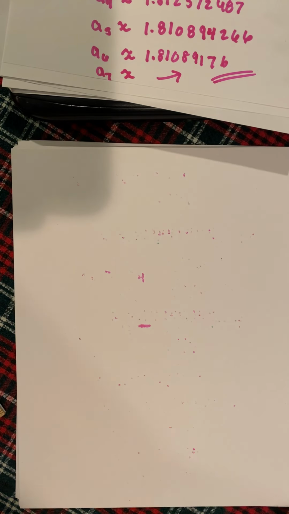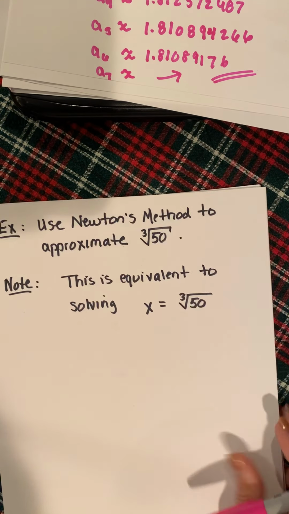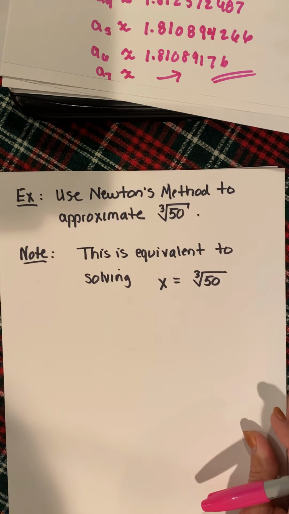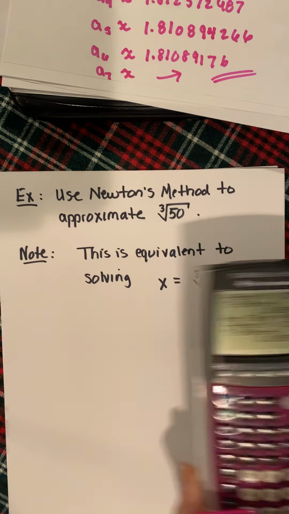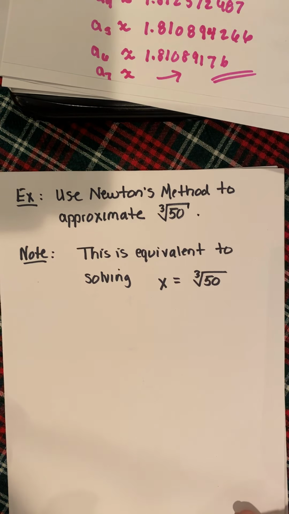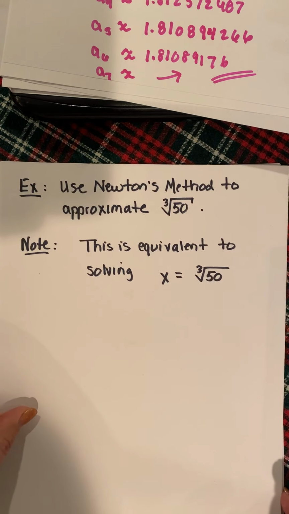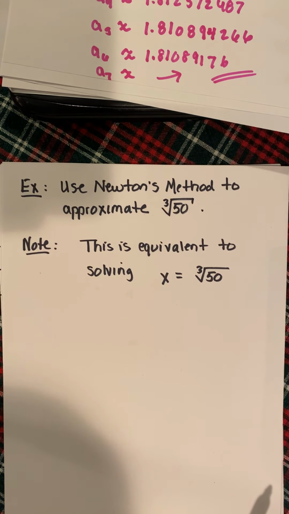Using Newton's method to approximate radicals. We're going to use Newton's method to approximate the cube root of 50. What number times itself is equal to 50? Fortunately, we have calculators that will do this work for us, but back in the pre-calculator days, they needed other methods to do this, so this is how we would do this using calculus.